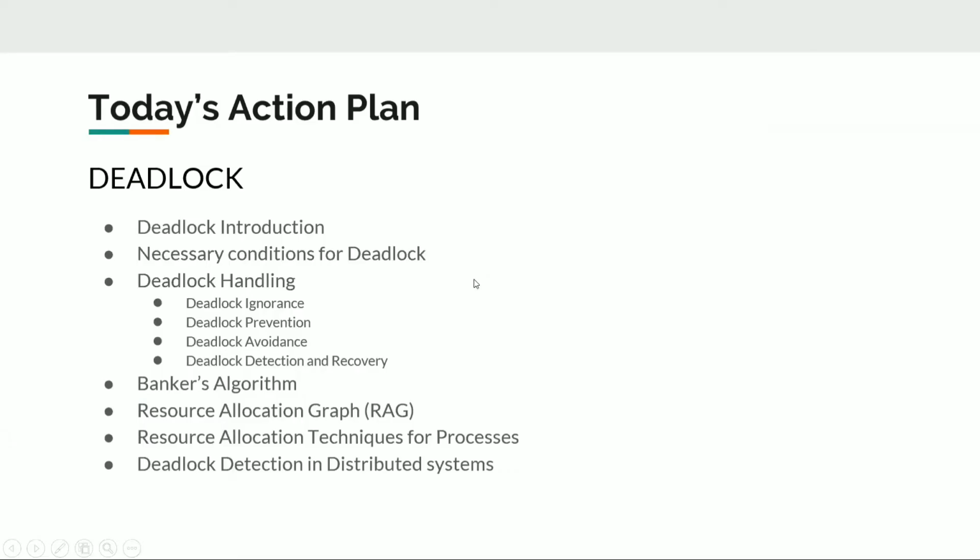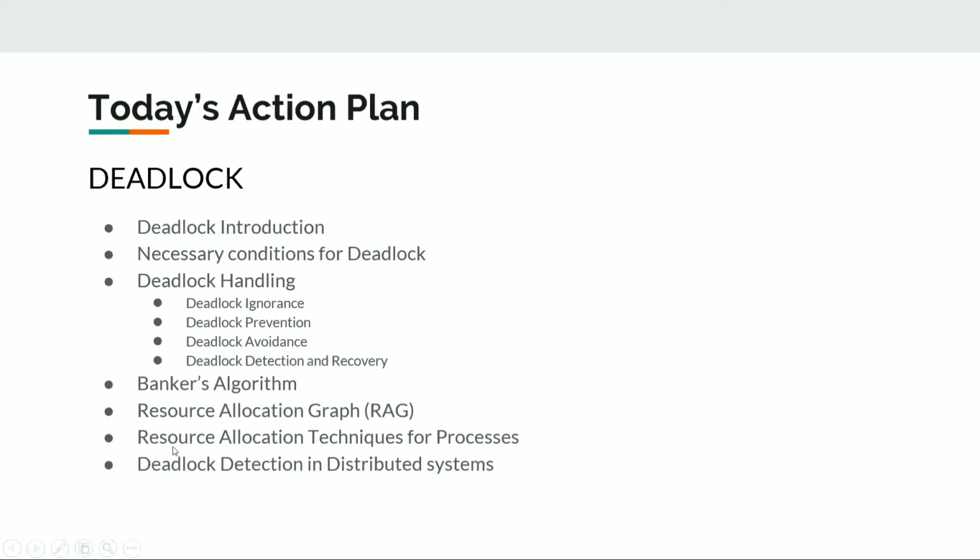So let's see what today's action plan is. First of all, we will see what is deadlock, the introduction to deadlock. Deadlock is in the name: some situation our operating system shouldn't be in. So what are the necessary conditions for deadlock to happen? And if deadlock happens, or before it happens, how can we handle it? And then we will see something called Banker's algorithm.